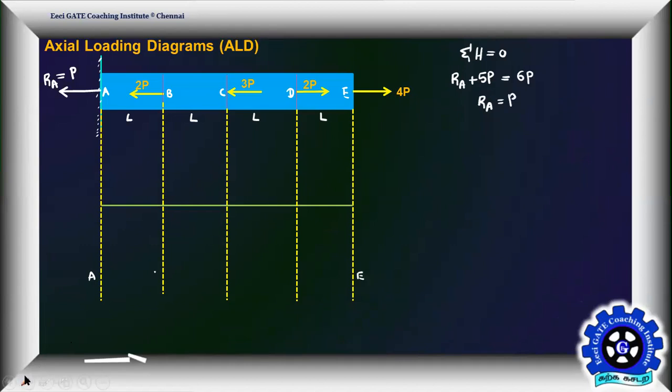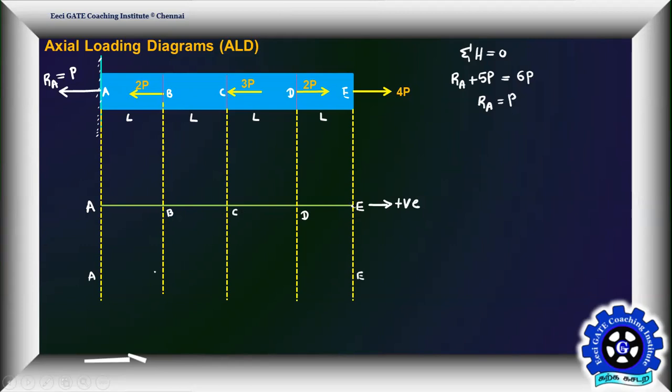So first you need to select the pen. Don't worry, slowly we'll get it. Here, assume this direction as positive. This will be A, this will be E. What is the first step? Start from here. B, it will be C, it will be D.